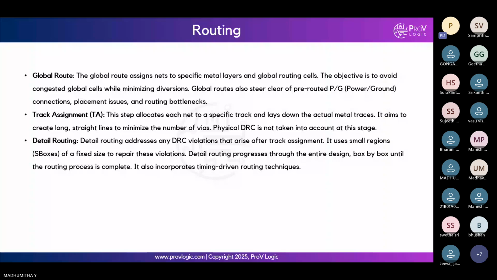Again, there are 3 stages of routing. First one is global routing. Next, we will do track assignment. Third is detailed routing. How each of these stages will work, what we will be doing, what commands we will do, what scripts we have to run, everything we'll see during the routing stage. Can you move to the next slide?